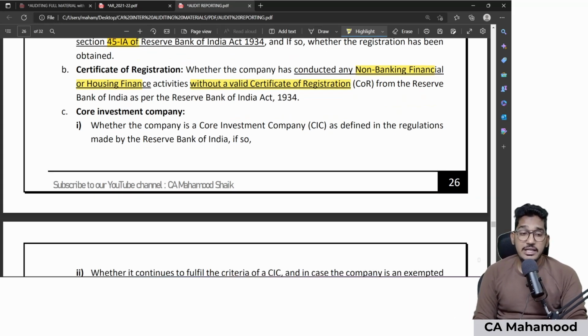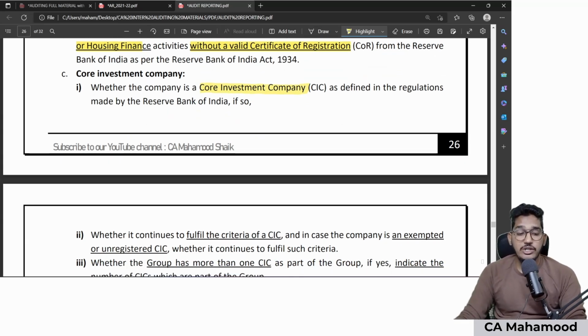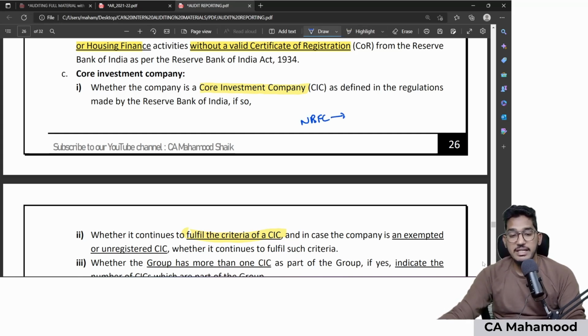And also, in case your client NBFC is enjoying a status of CIC, CIC is a status given to some NBFC subject to fulfillment of conditions. So in case your client company is enjoying that status of CIC, core investment company, as an auditor, I need to check whether they are continuing to fulfill the criteria of a CIC. For example, if an NBFC fulfills some 10 conditions, they will get the status of CIC. So if my client is enjoying that status of CIC, I need to check whether these 10 conditions are satisfied or not.